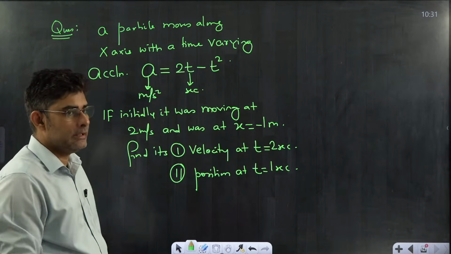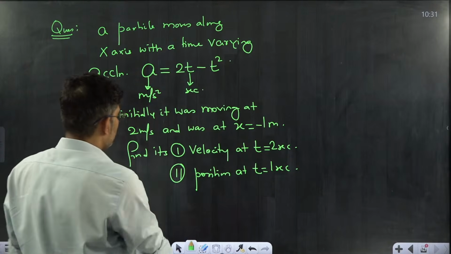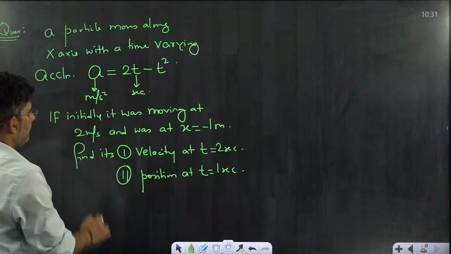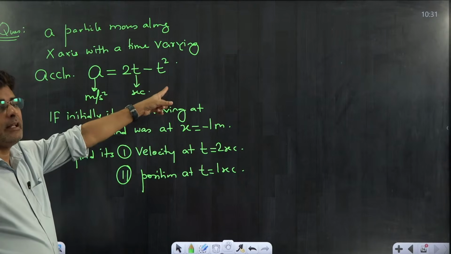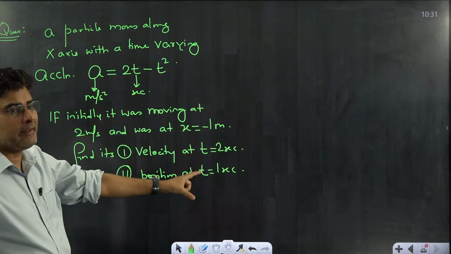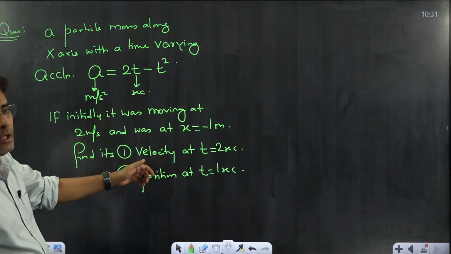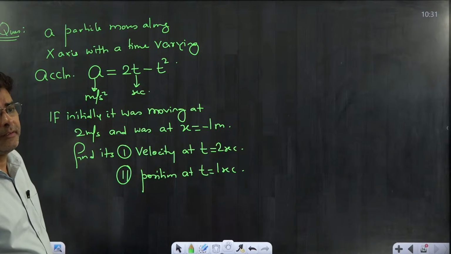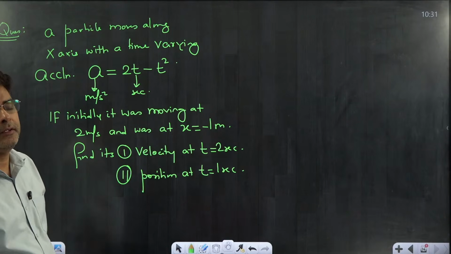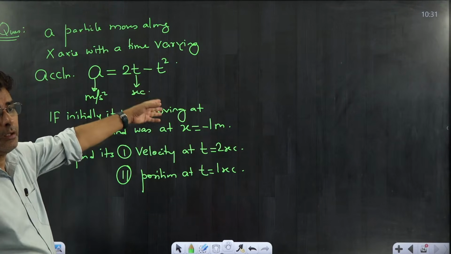Okay, now look over here. Velocity at t equals 2, position at t equals 1. And when acceleration is given as a function of time, I told first they are asking velocity. So what I said, where is Satvik? Remove Satvik also. He is missing his relatives. Kindly send him over there.